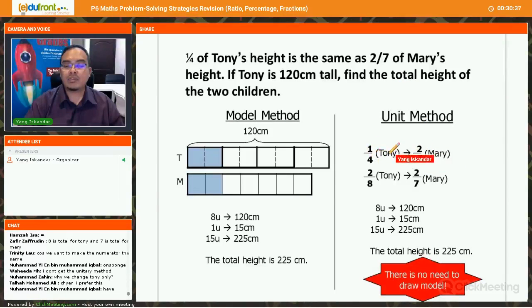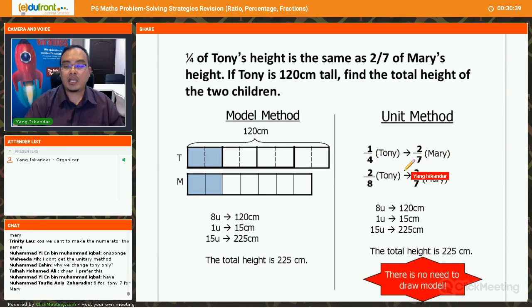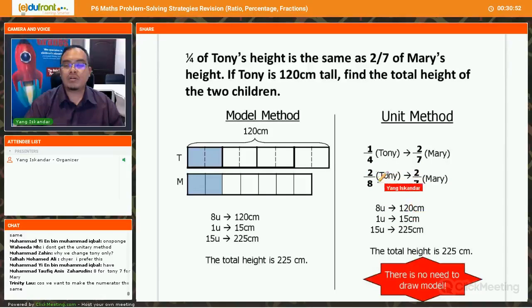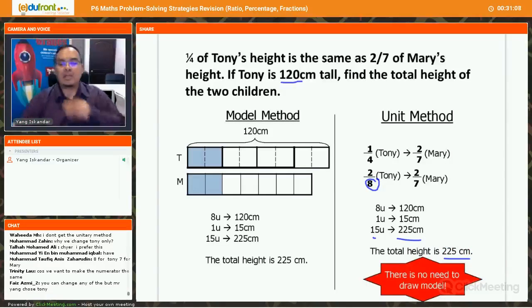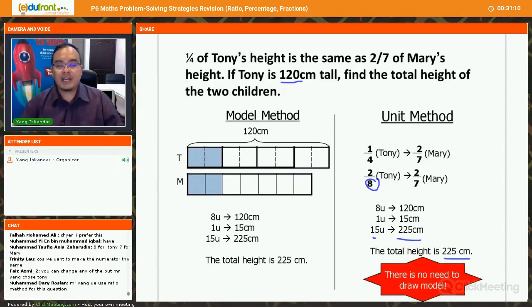Okay. So what you do here, 1/4 of Tony is the same as 2/7 of Mary. So we make the numerator the same by using the lowest common multiple. 1 times 2, 4 times 2, you get 2 out of 8. So you can see here 8 units is 120 because this is Tony. Tony is 8 units, and 8 units is given to you as 120 cm. 1 unit is 15, so 15 units is 225. So the total height is 225 cm. So there's no need to draw the model if you are using the unitary method. All right, wonderful.